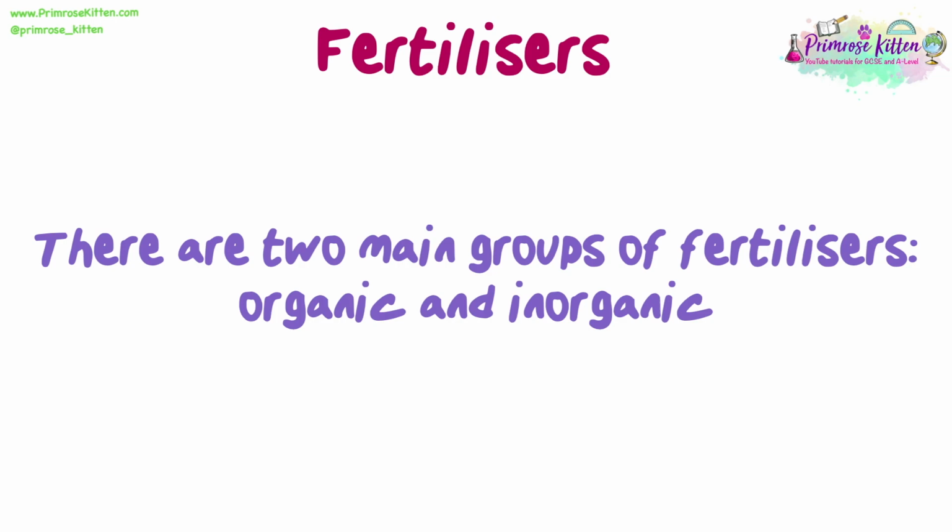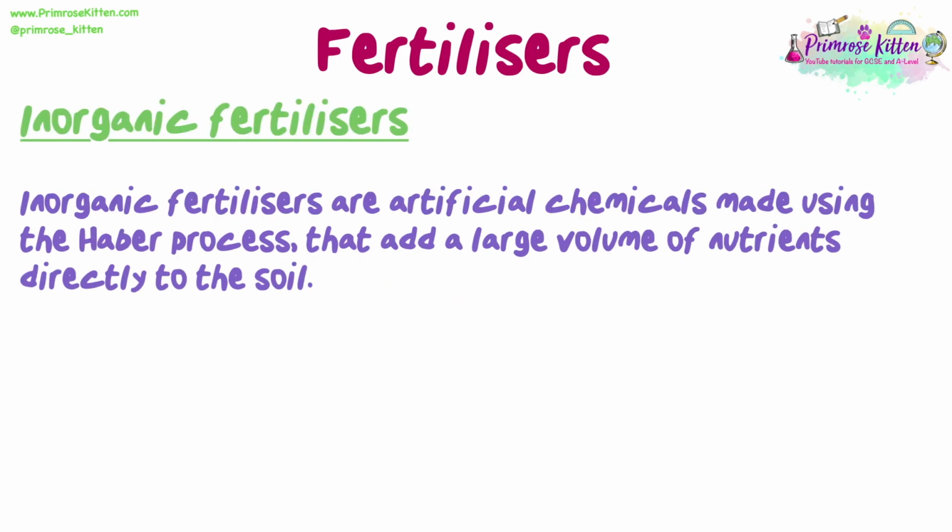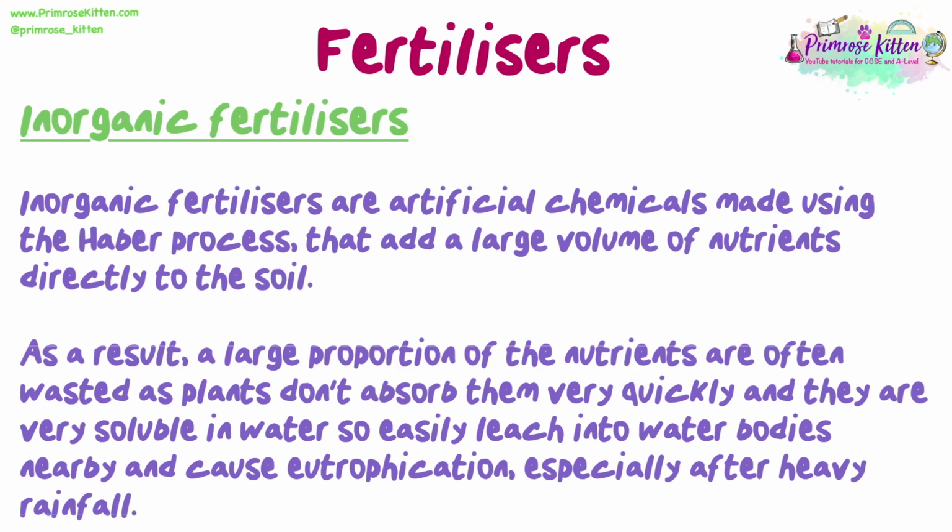Fertilisers. There are two main groups of fertilisers, organic and inorganic. Inorganic fertilisers are artificial chemicals made using the Haber process that add a large volume of nutrients directly to the soil. As a result, a large proportion of the nutrients are often wasted as plants don't absorb them very quickly, and they are very soluble in water, so easily leach into water bodies nearby and cause eutrophication, especially after heavy rainfall.